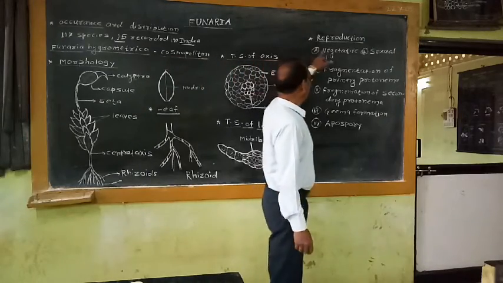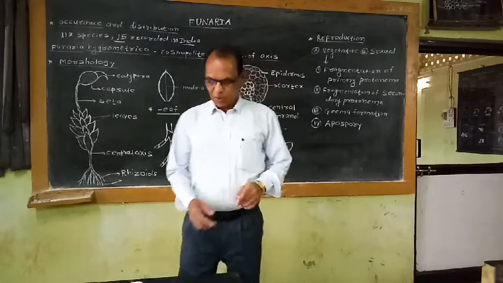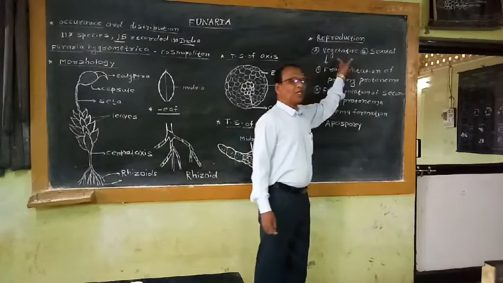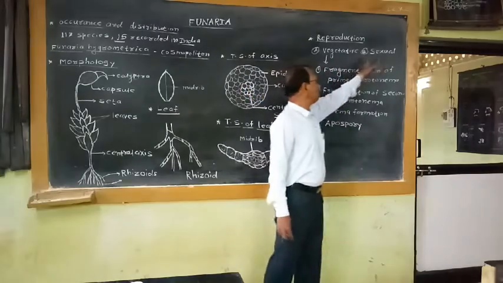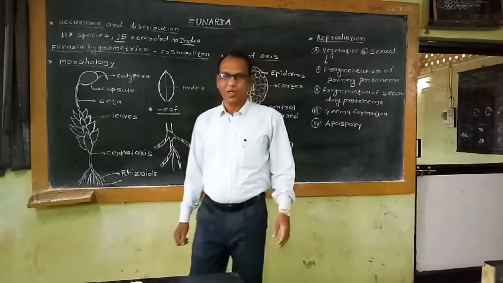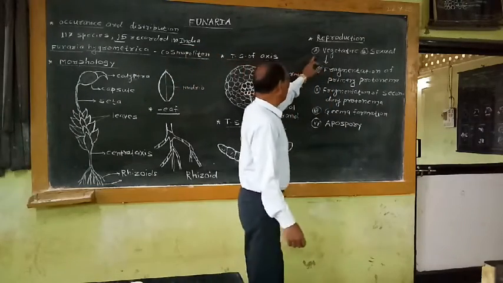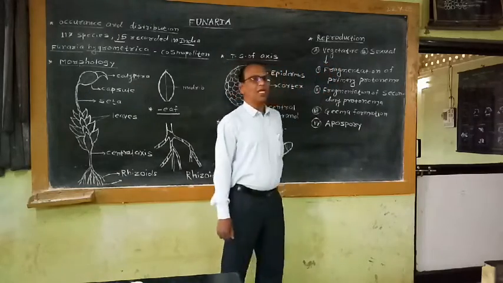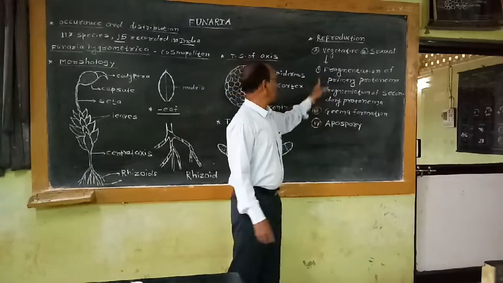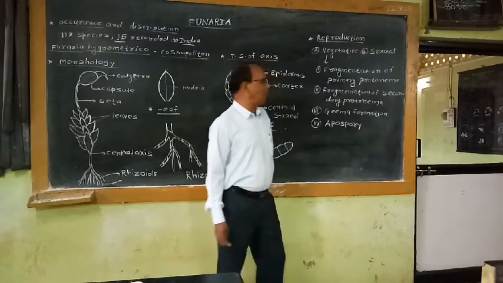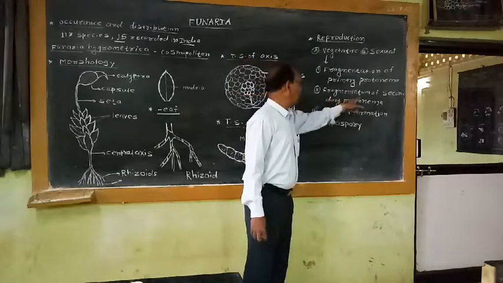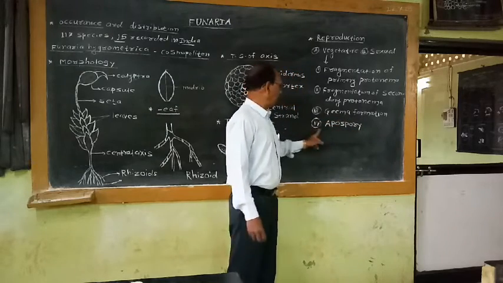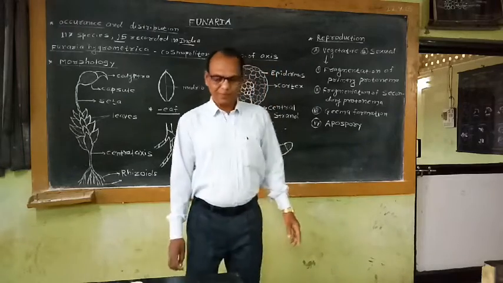Then the methods of reproduction in Funaria. Funaria reproduces by both types. It can reproduce by vegetative methods of reproduction as well as by sexual method of reproduction. If we observe the vegetative methods of reproduction in Funaria, Funaria vegetatively reproduces by these 4 different methods. Number 1, fragmentation of primary protonema. Number 2, fragmentation of secondary protonema. Number 3, formation of gemma bodies. And number 4, by apospory.